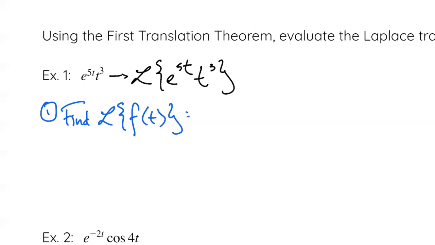All right, looks like we got a 2t cubed. All right, so I think you were using line number 3 in the table, right? Line number 3 to find that Laplace transform.